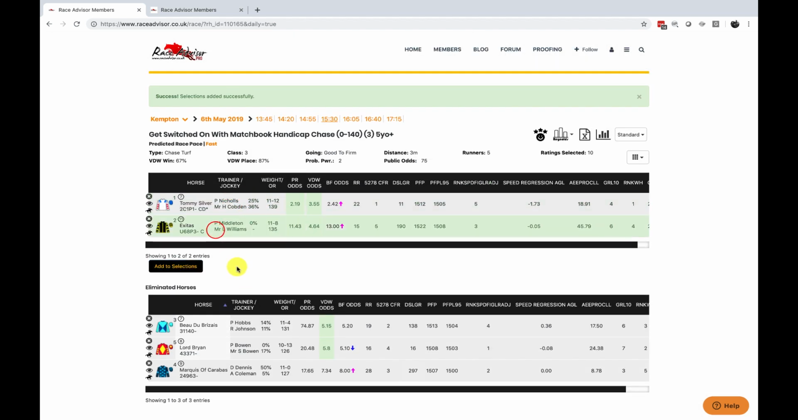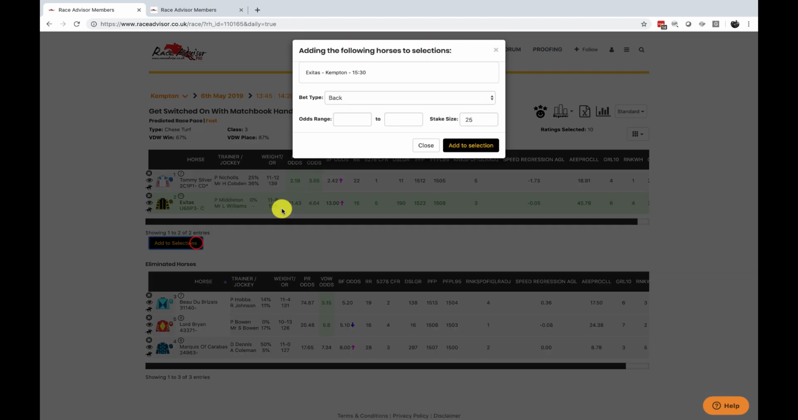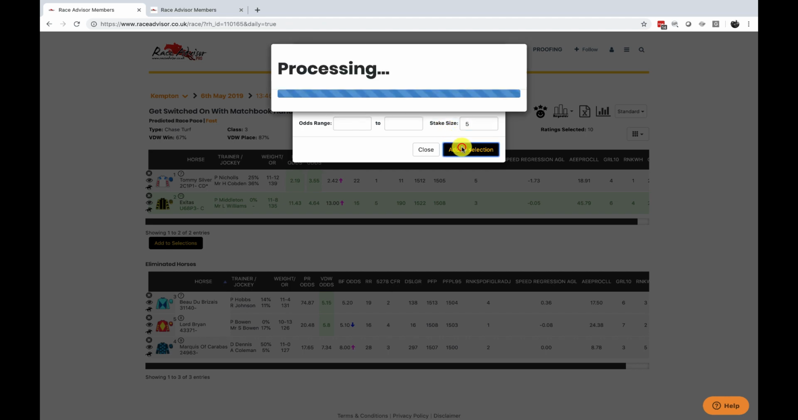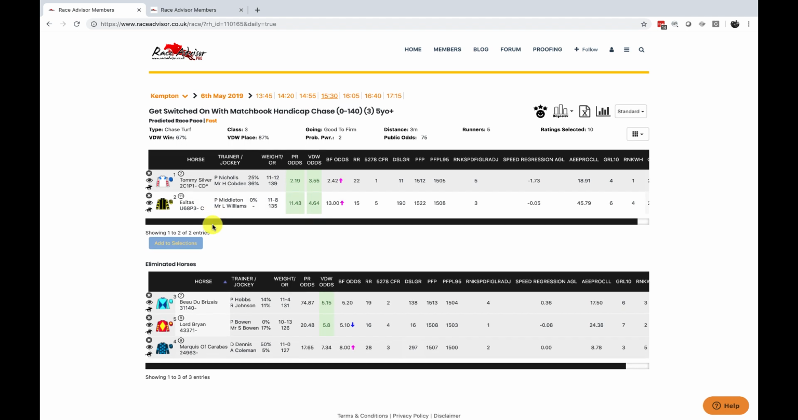Once he's added, I'm going to add Exitas by simply clicking on the horse's name and going to selections. This horse has potential. The odds are up and down a little bit. But we think it has possible place potential. I'm going to add this as a potential place bet, but for a much lower stake of possibly 5. Exitas is a bit on the fence here for a bet, but I believe it has some potential, with the strongest bet being Tommy Silver.